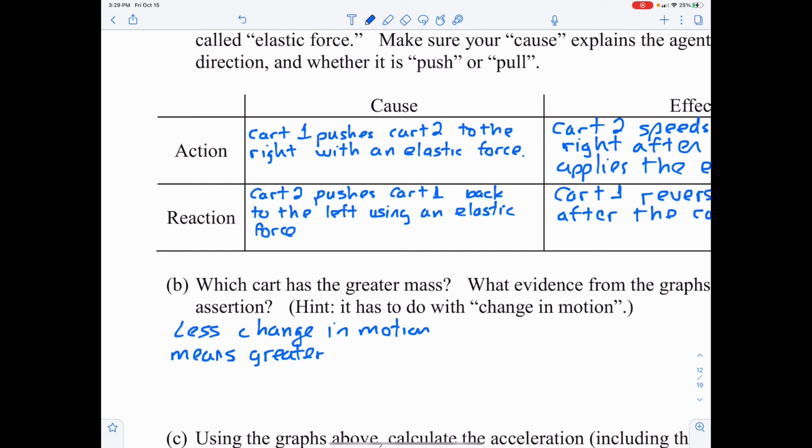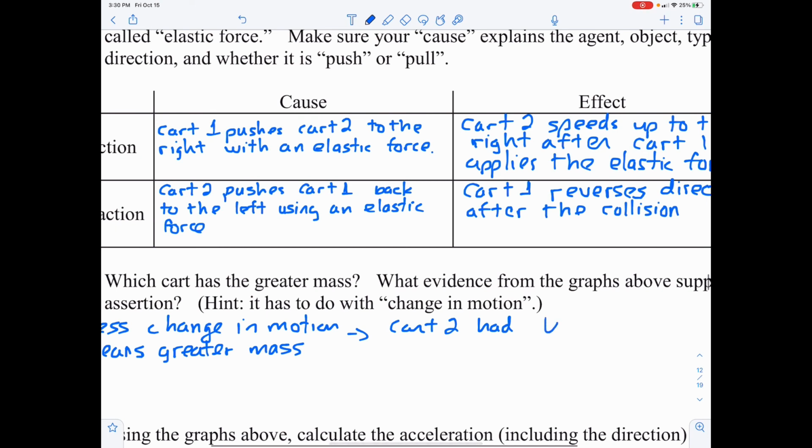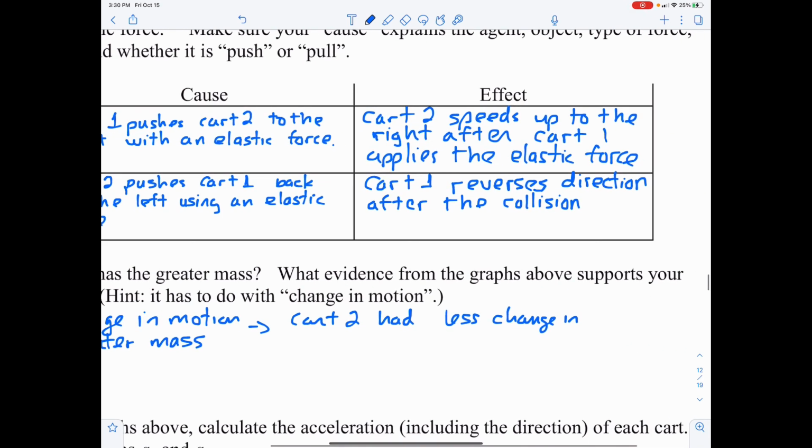All right, acceleration and mass are inversely related to each other. So bigger objects have less acceleration, less change in motion. Well, cart 2 had less change in motion, and we can see that in the graph.